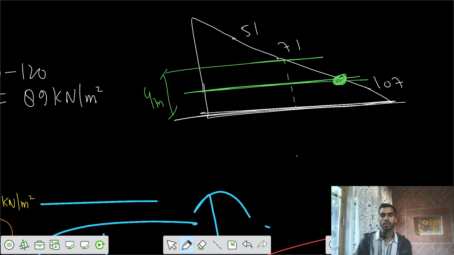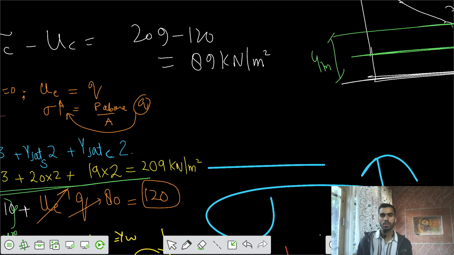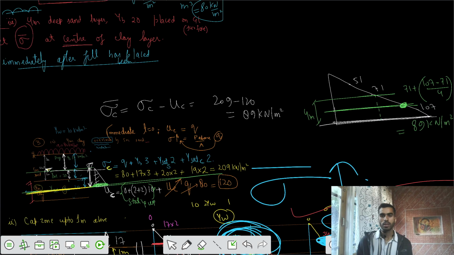So here we can say what is the value. That would be 71 plus (107 minus 71) for the 4 meters, but I need it for the 2 meters. So you can check that the final value would be 89 also. So your effective stress does not change. That means we can conclude here.